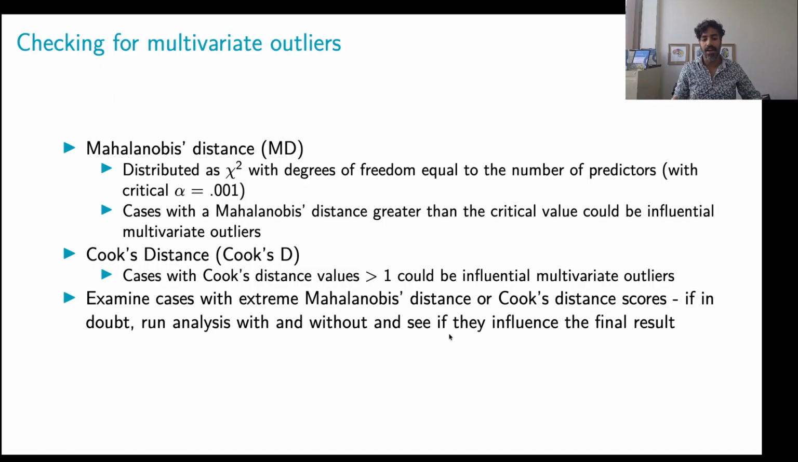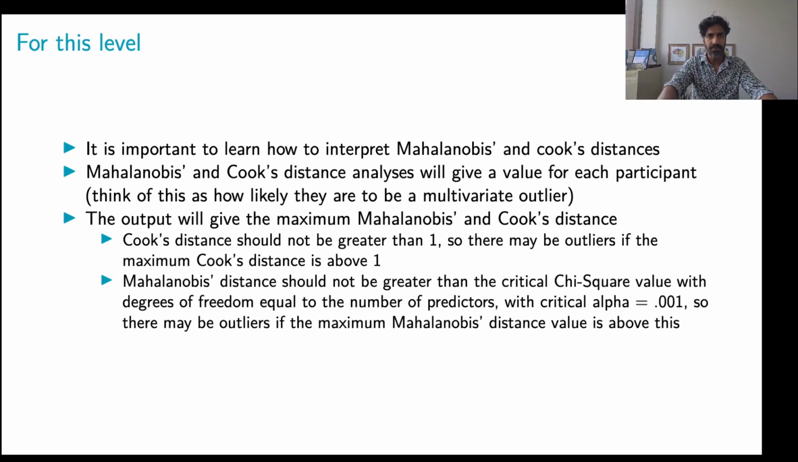As you've heard from me time and time again, when it comes to outliers, you run your analyses with it, you run your analyses without it, you see if it unduly influences your results. Do the magnitude of effects change dramatically? Does something that was significant previously become non-significant, or vice versa? These are the things to keep in mind with your analyses. So for this level, in terms of this course, it's important to learn how to interpret Mahalanobis and Cook's distance.